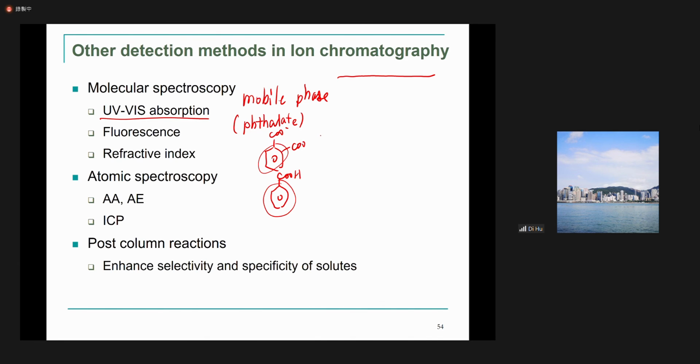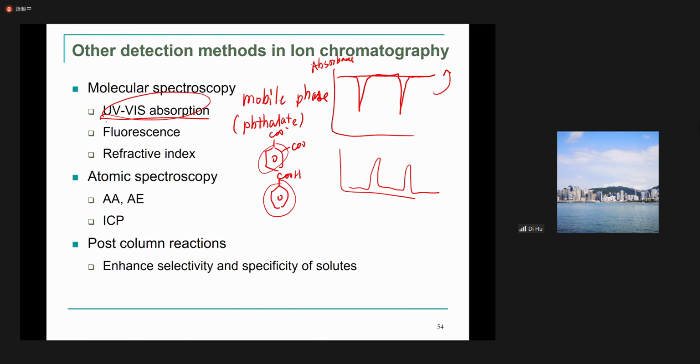Now your analytes, such as chloride and other inorganic ions, do not really have UV-visible absorption. So they will cause a dent like this one in the UV-visible absorbance, giving a negative peak. Then you just switch the polarity of the detector, and it will look like this. This is how you do it when using UV-visible absorbance.